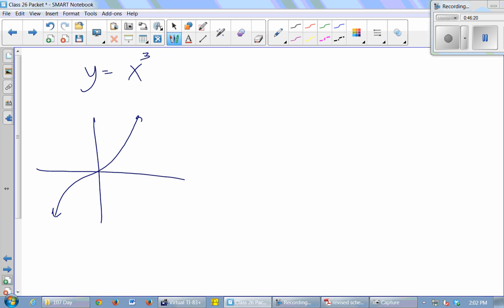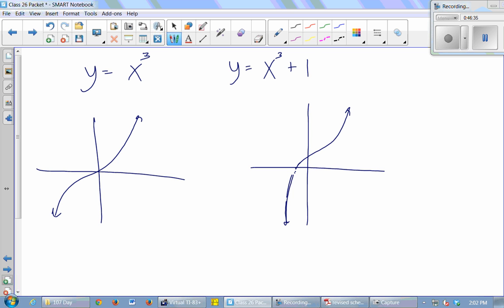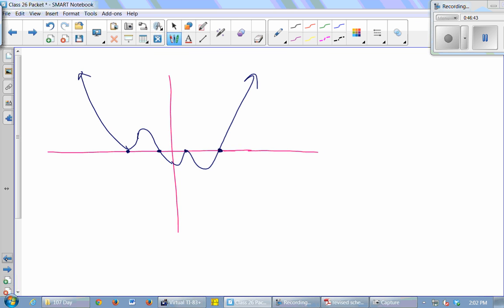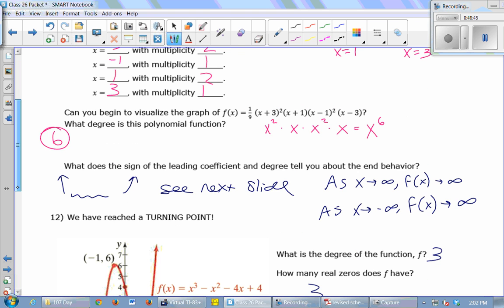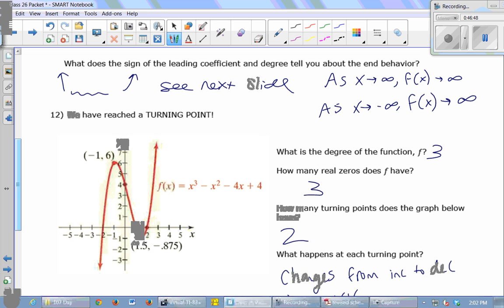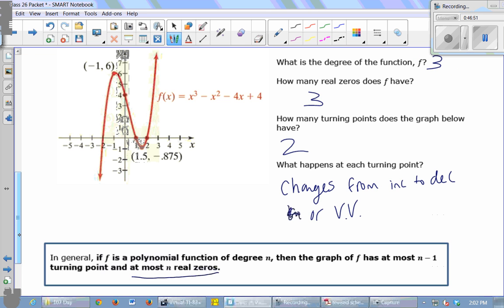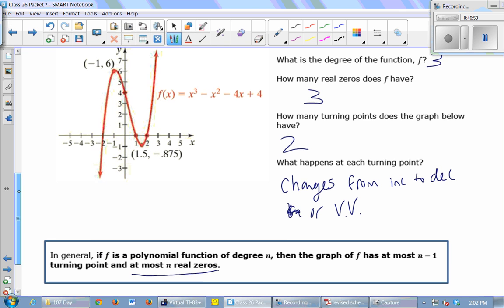We can even be more specific. Like, what if I said the graph of x cubed plus 1, right? That's x cubed shifted up 1, and it looks like that. It has 1 real zero. All right, so it's possible to have fewer real zeros than the degree, but no more. And then how, in this example, is the degree related to the number of turning points? 1 fewer. The number of turning points is 1 fewer than the degree.